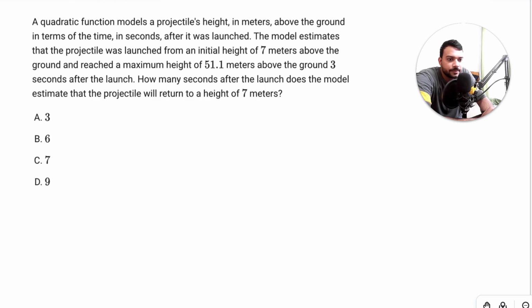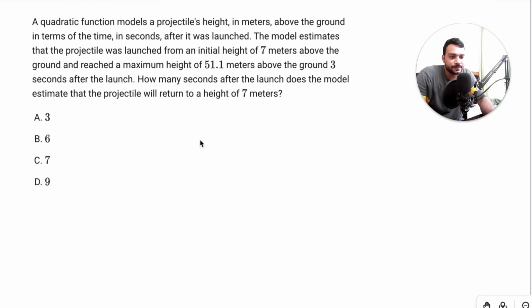Okay, next question. A quadratic function models a projectile's height in meters above the ground in terms of the time in seconds after it was launched. The model estimates that the projectile was launched from an initial height of 7 meters above the ground and reached a maximum height of 51.1 meters above the ground 3 seconds after the launch. How many seconds after the launch does the model estimate that the projectile will return to a height of 7 meters? Okay, the question looks pretty long. It's a paragraph describing the whole situation. You just need to visualize it graphically.